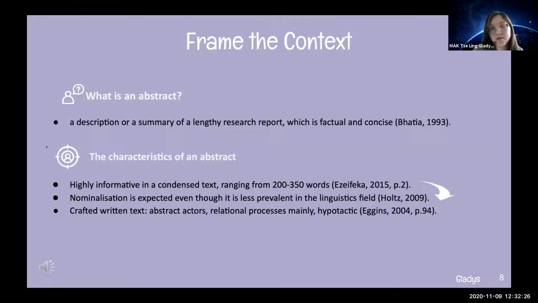Before looking at how the patterning of lexical grammar contributes to the cohesiveness and coherence of the text, we must first understand the context of the text. An abstract is a description or a summary of a lengthy research report or an academic paper, which is factual and concise. There are 2 kinds of abstract writing. The first is professional research writing for academic publications, and the second is academic writing from students, including academic papers and research projects. In this presentation, we are looking at the former, which is professional research writing for academic publications.